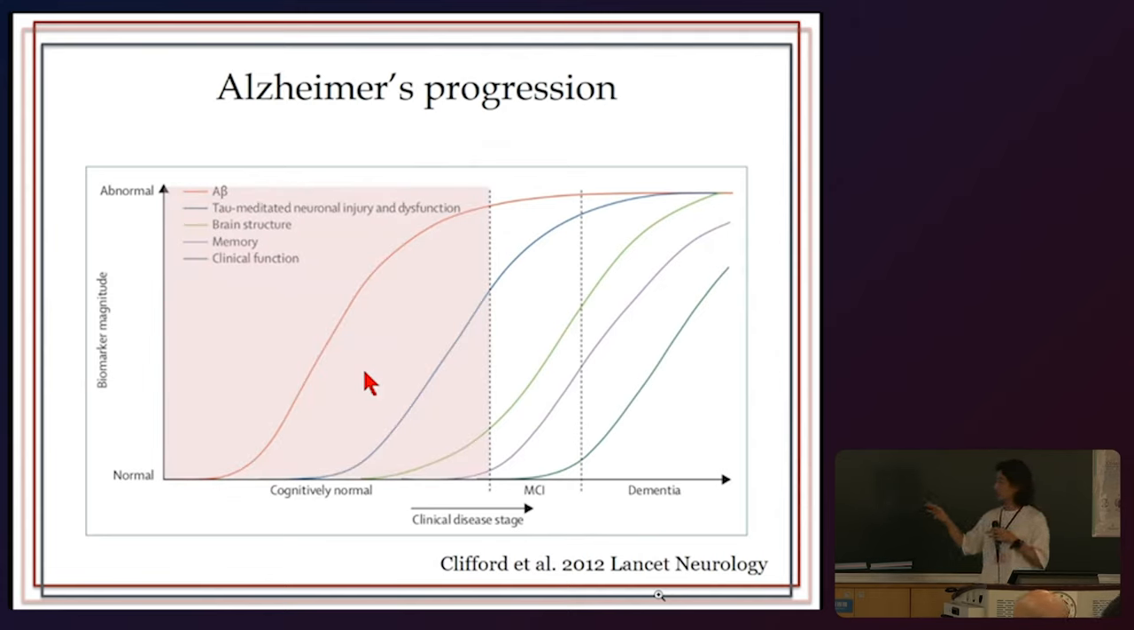We want to have a biomarker for when people are still cognitively normal, right? They're still healthy, but we can tell whether someone's high risk or low risk. And my working hypothesis here is that this could suggest some sort of implicit cognitive decline.